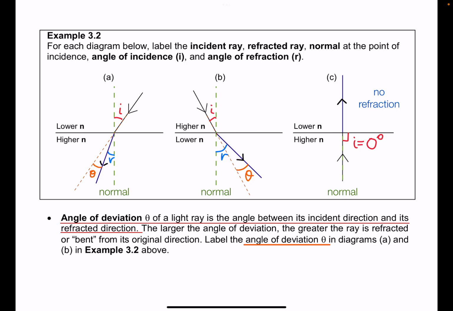Similarly, you can label that for B. But for C, there's no change in direction; the light ray just goes straight through. So there is no angle of deviation, or the angle of deviation is 0 degrees.